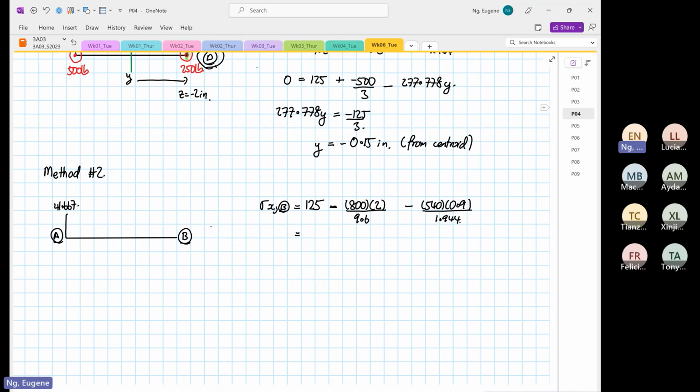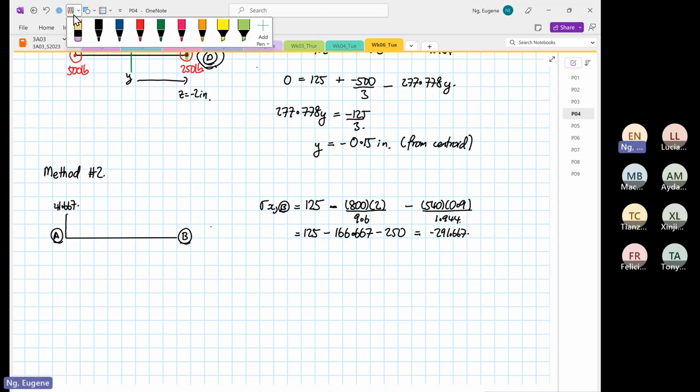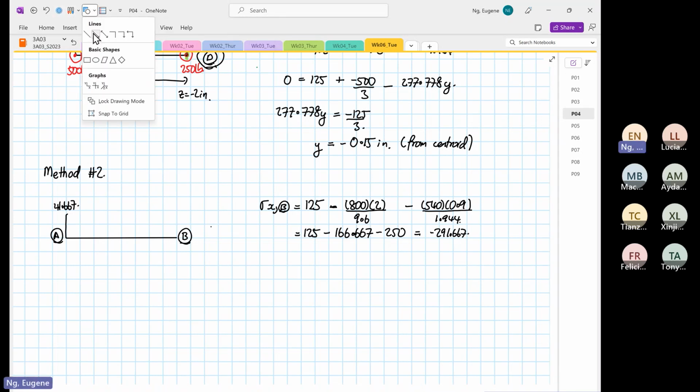Okay, so this is equal to 125 minus 800 times 2 divided by 9.6, which equals 166.667, and then minus 250. So it's equal to 125 minus 166.667 minus 250, which is equal to minus 291.667. Okay, so I'm going to sketch minus 291.667.